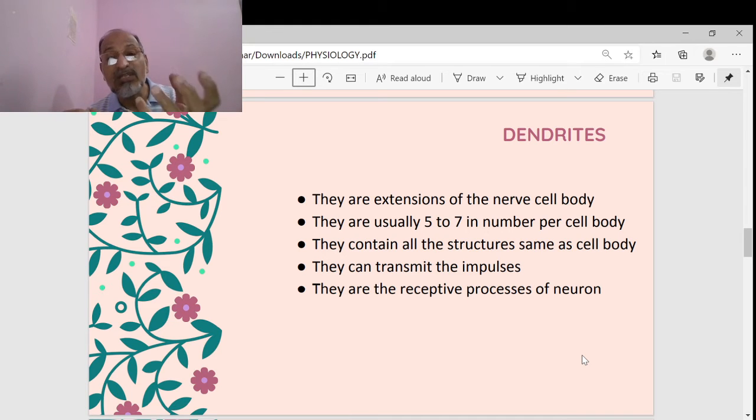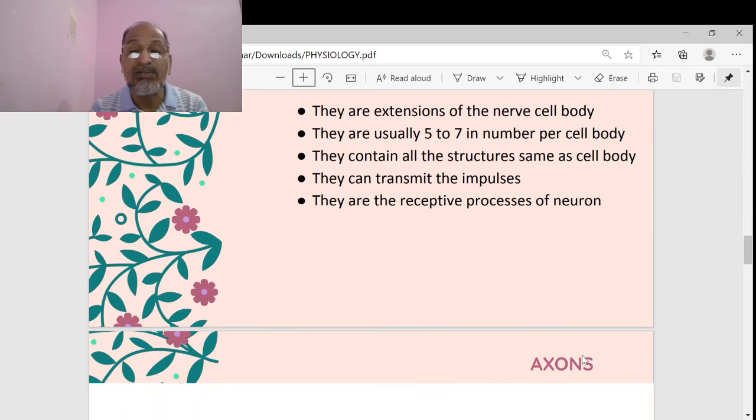They are receiving the impulses and then transmitting the impulses to the neuron inside, and then the process is done, and the further impulse can take place within the axon. So this is about the dendrites.